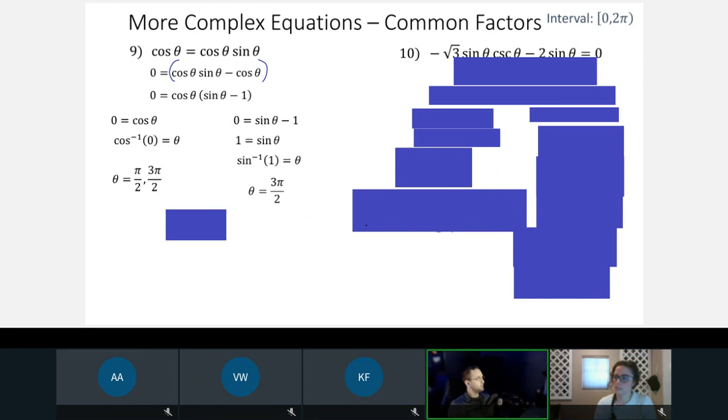All right. Now, if you notice, we have some overlap. So in your final answer, we only have to write that 3 pi over 2 one time. So that means we actually only have two solutions, pi over 2 and 3 pi over 2.